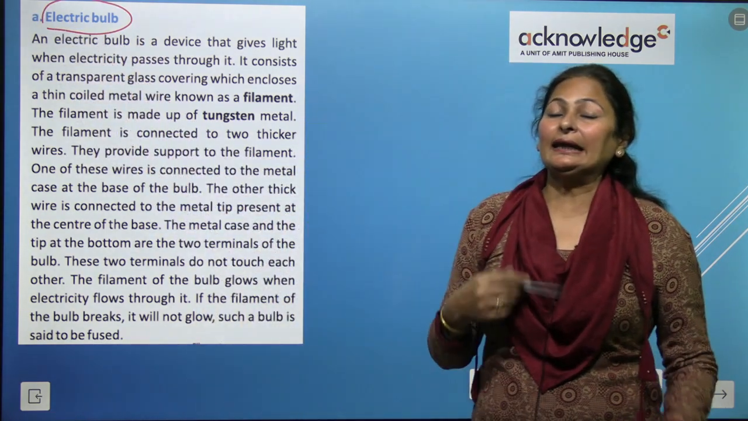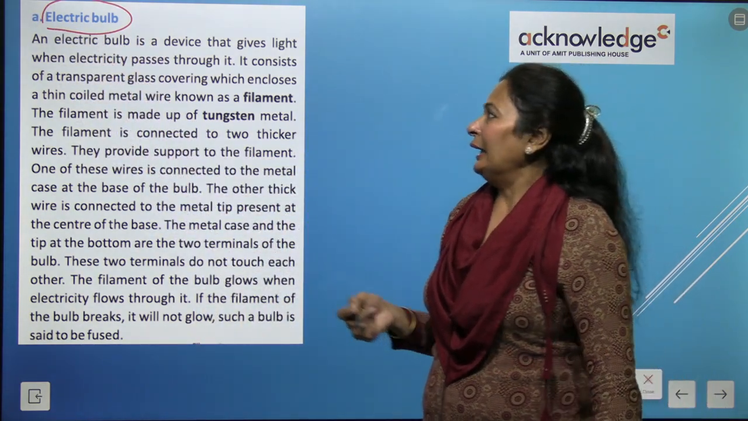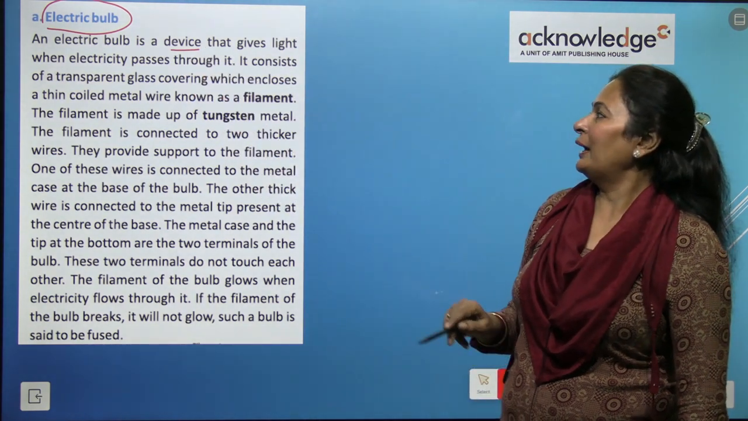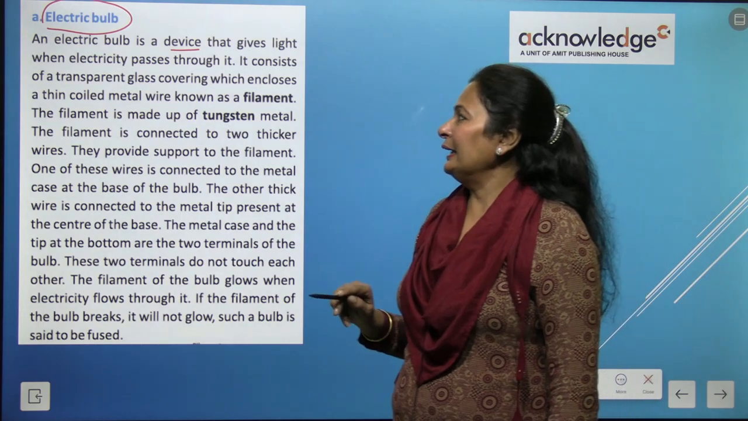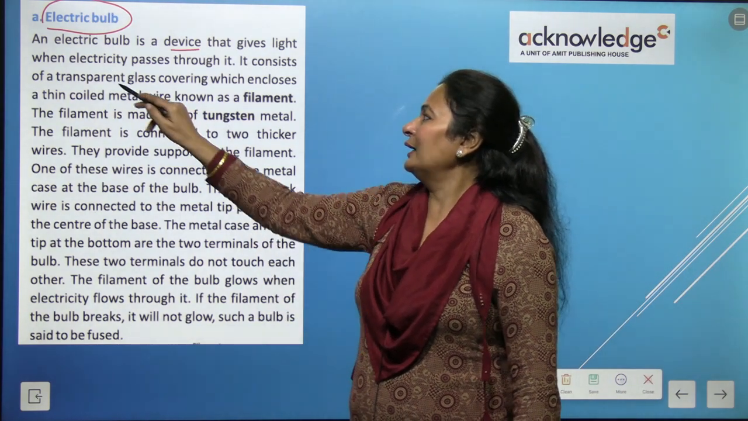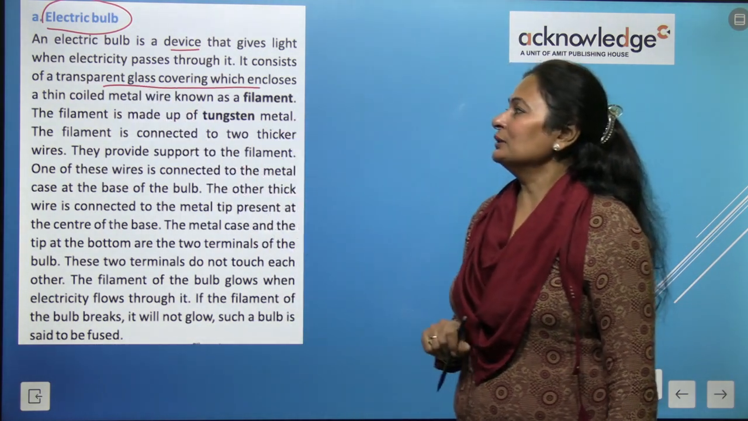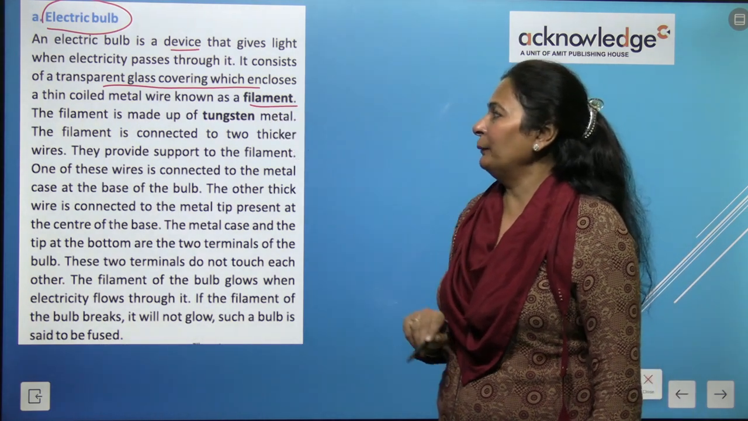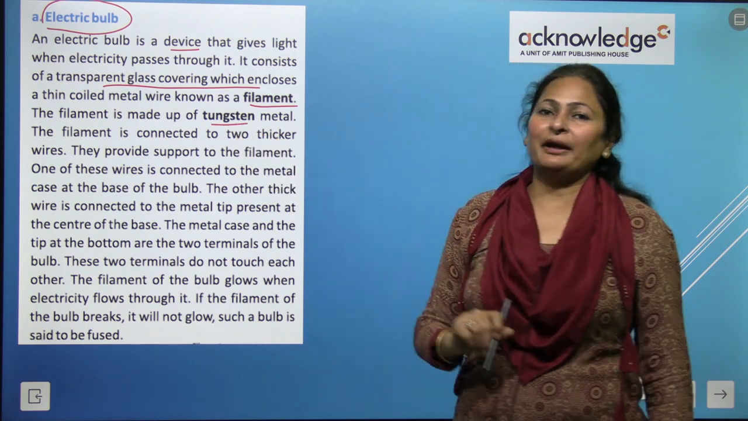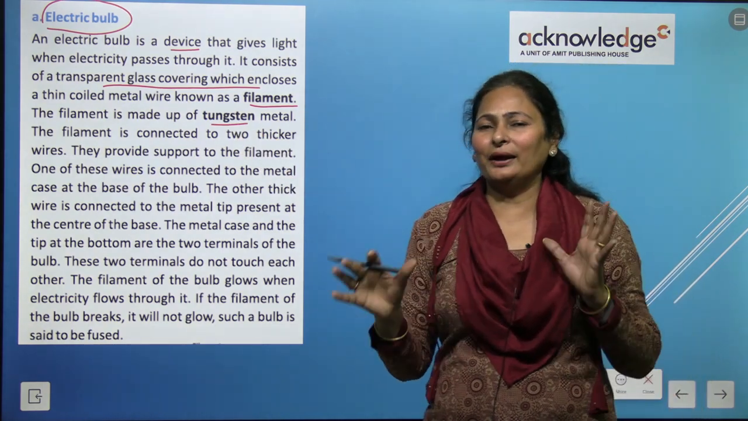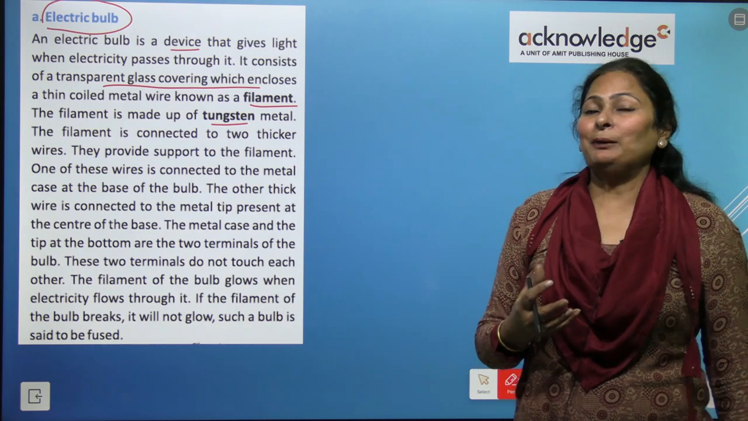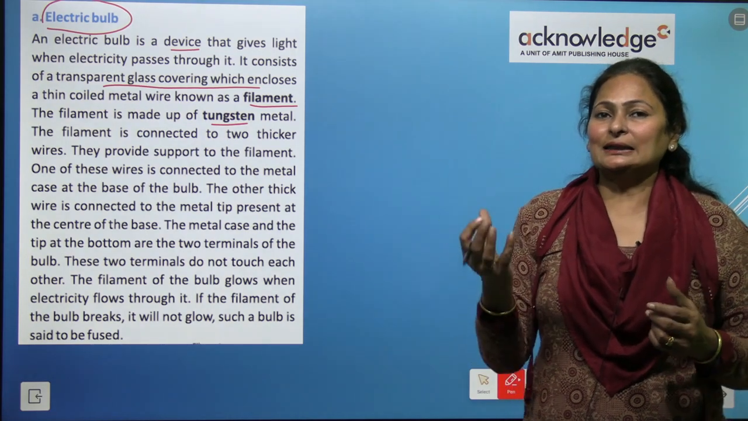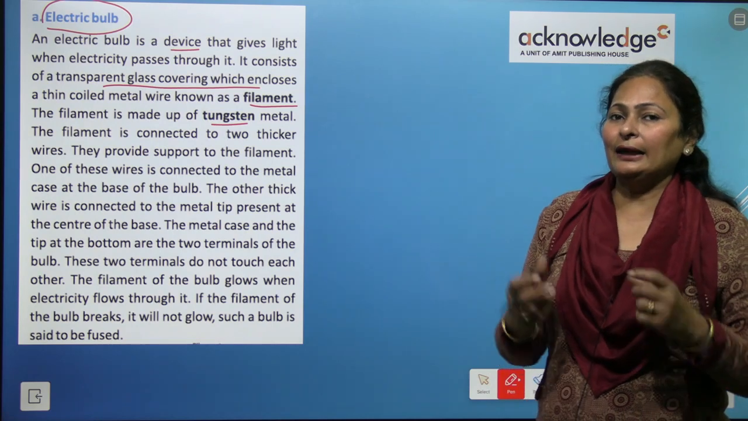First is the electric bulb. An electric bulb is a device that gives light when electricity passes through it. It contains a transparent glass covering which encloses a thin coiled metal wire known as the filament, and this filament is made with tungsten. Don't worry, I will show you the diagram also. Just focus on what I am saying.